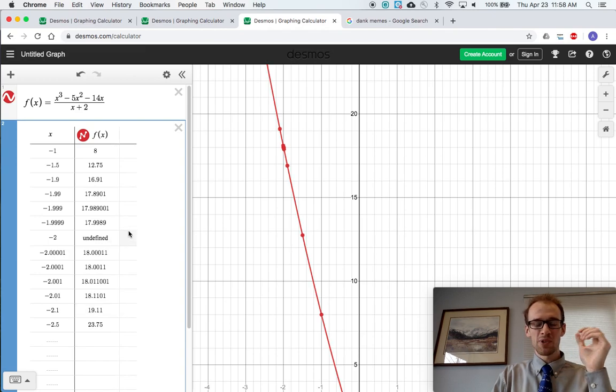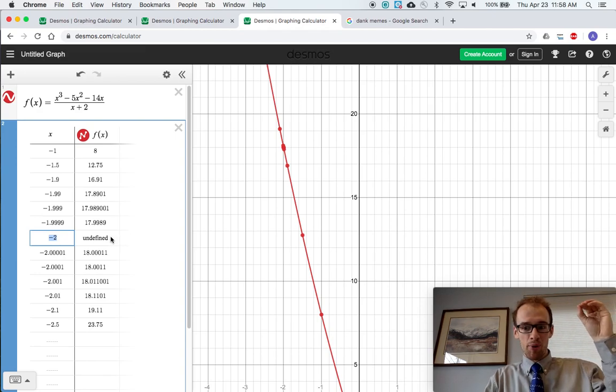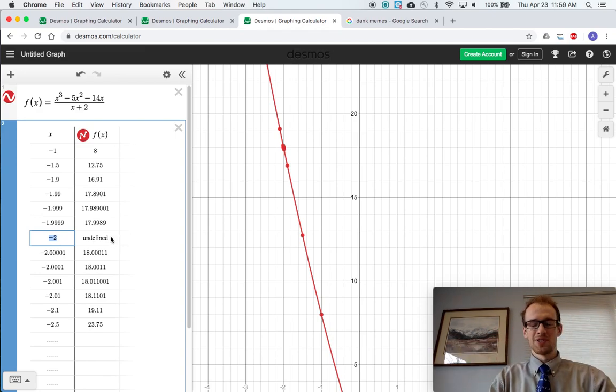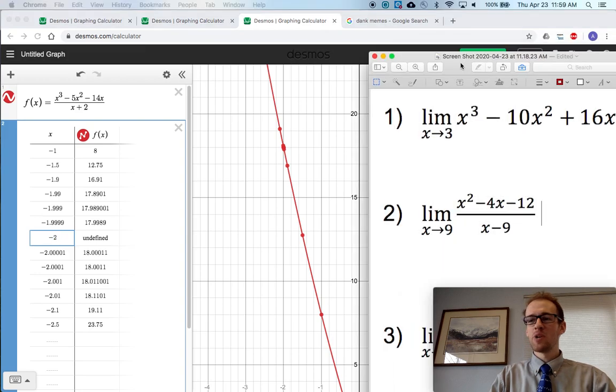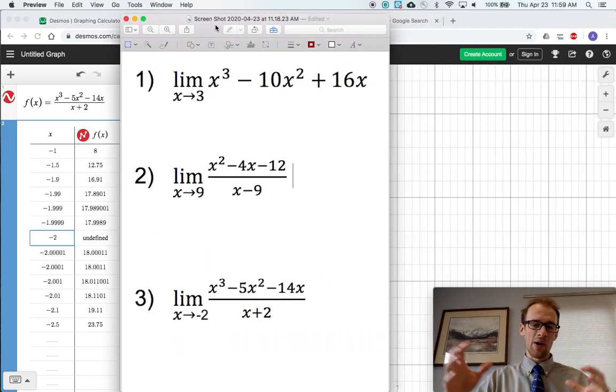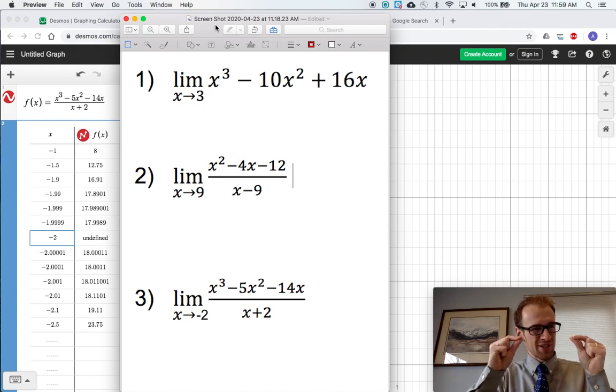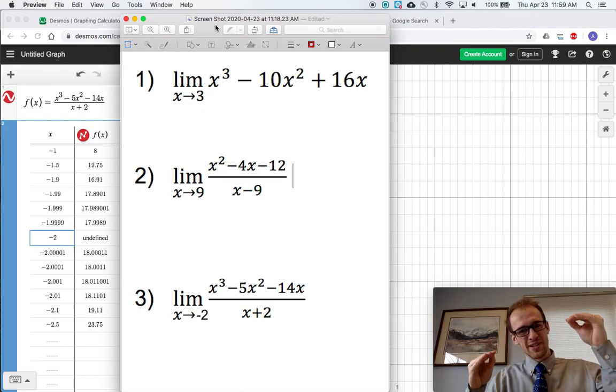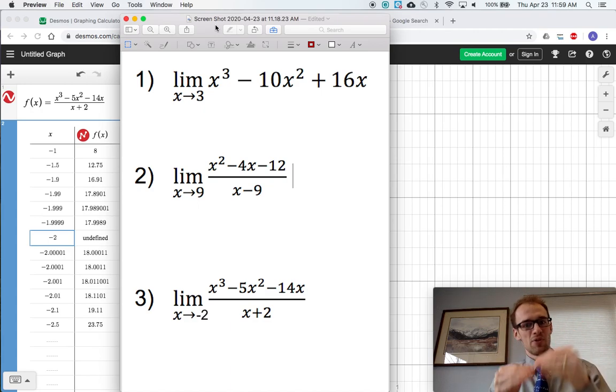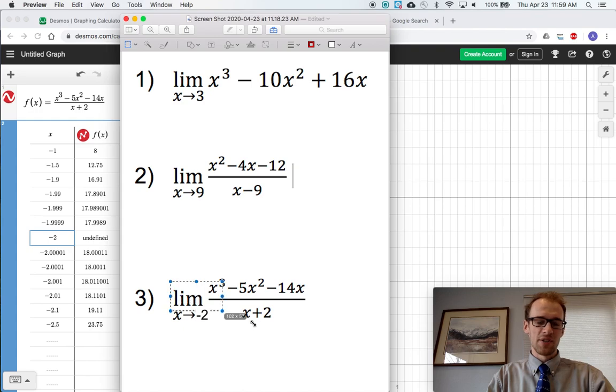So that's what a limit is asking. It's not asking what is the value at negative 2. It's asking what is the value approaching as x approaches negative 2. So this way we can skirt around some undefined results. The function is undefined at negative 2, but we can see that it's approaching 18, so the limit should be 18. That's why we use limit notation, so that we can handle situations like that.